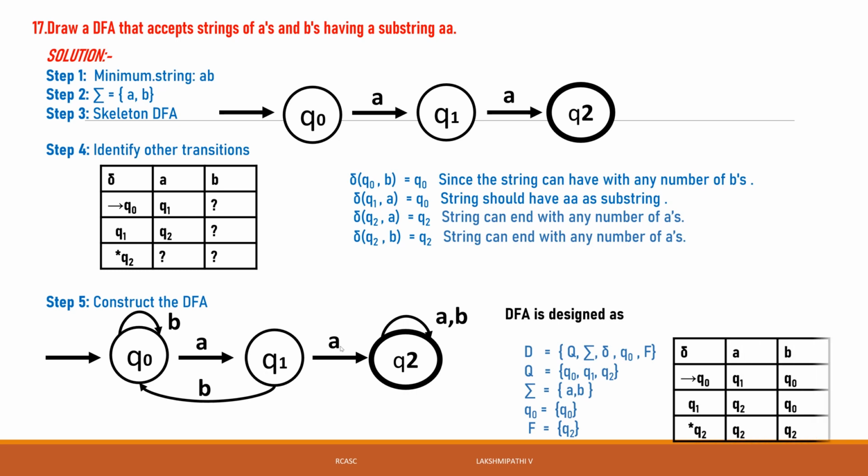Then for the transitions, we define the transition table. Columns A and B, rows Q0, Q1, Q2. Q0 is the starting state, Q2 is the final state. Q0 of A is Q1. Q0 of B is Q0. Q1 of A is Q2. Q1 of B is Q0. Q2 of A is Q2. Q2 of B is Q2 only.